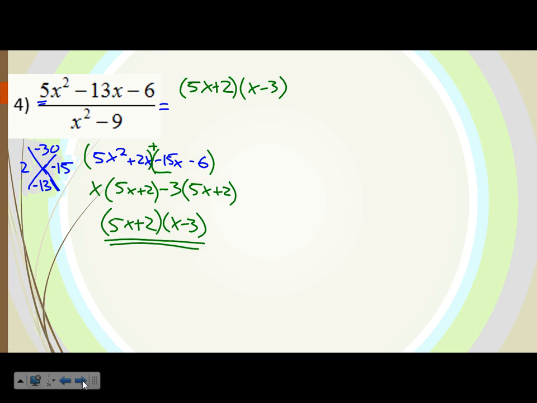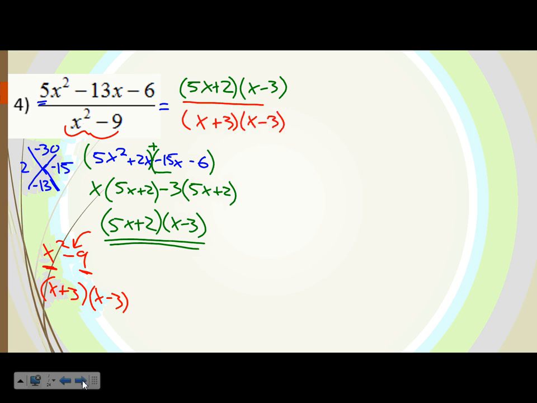Then our denominator, we have to factor out this part. So we have x squared minus 9. Well, hopefully you realize that's a difference in squares. X squared and 9 are perfect squares, and it's a difference, you're subtracting. So that's going to be x plus 3 times x minus 3. So x plus 3, don't mind that bell, x minus 3.